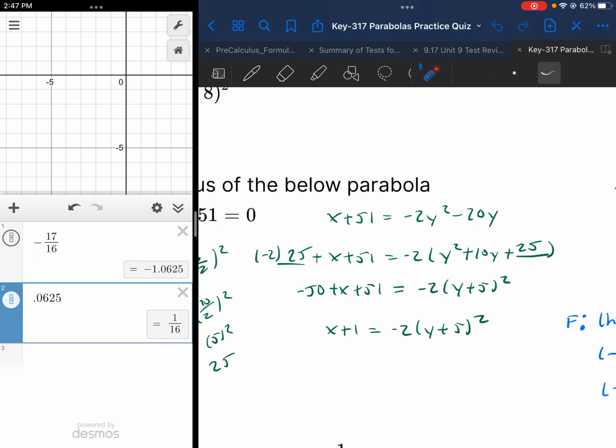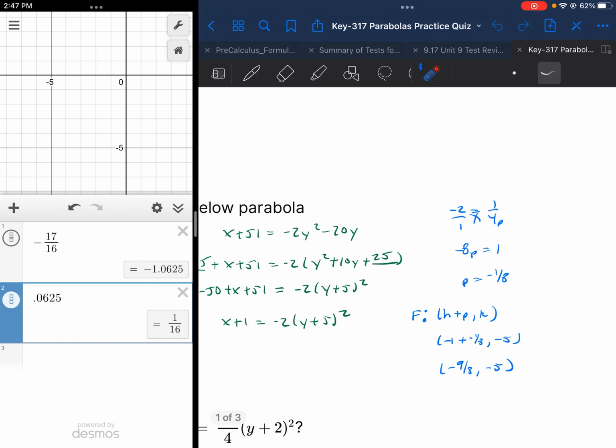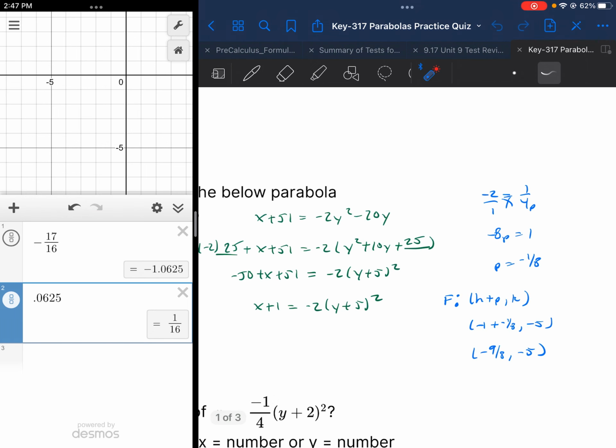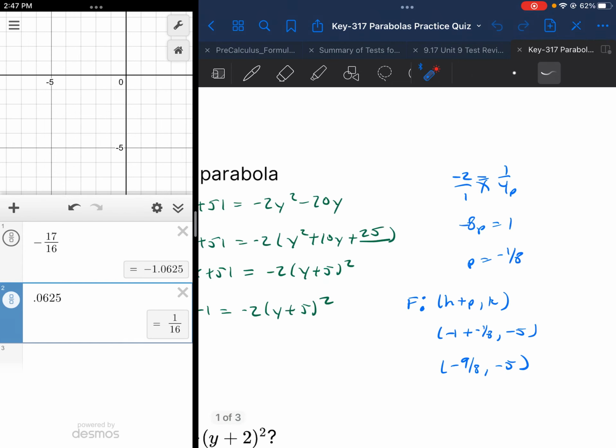Combining like terms on the left side, we get x plus 1. On the right side, we completed the square. We have -2 times y plus 5 squared. And now we are in a form that's going to be a lot easier to find our focus from. So in this form, to find the focus, we take whatever number is out here in front of the parentheses, which is -2 in this case, and we set it equal to 1 over 4p.